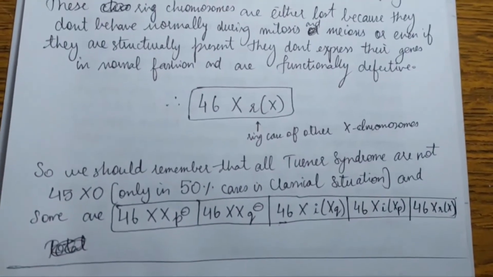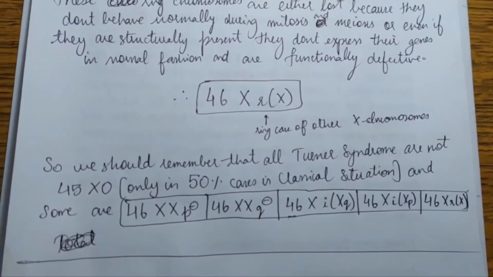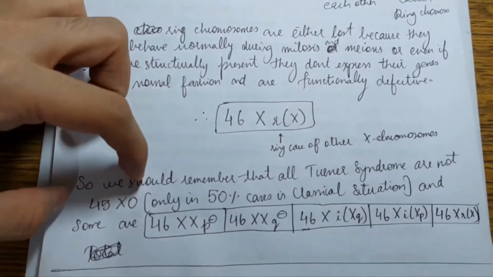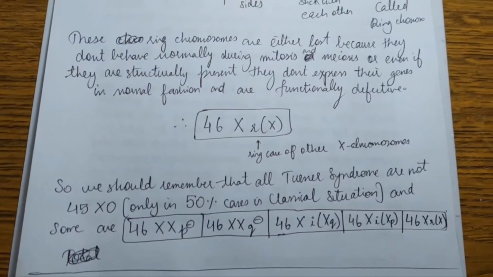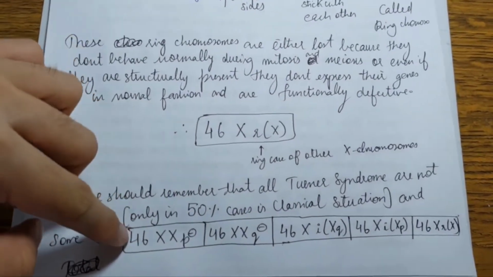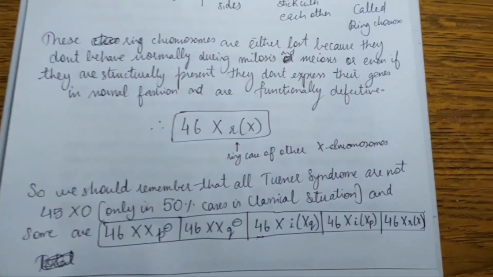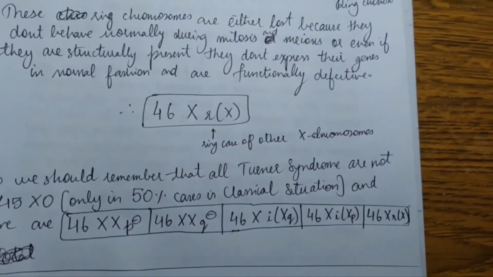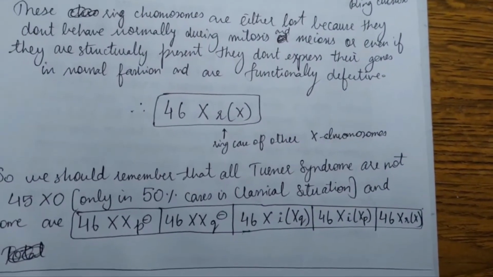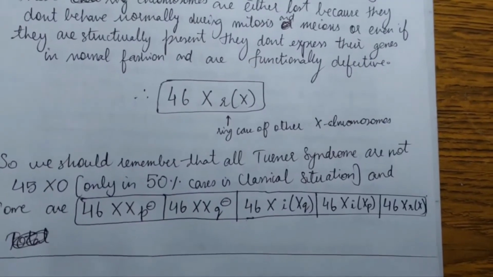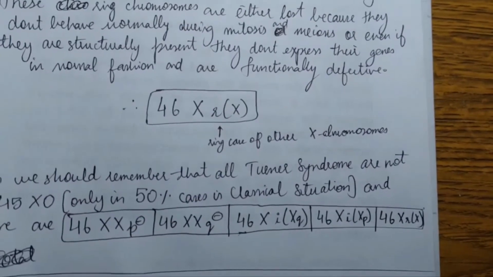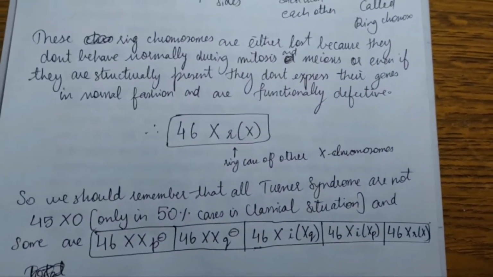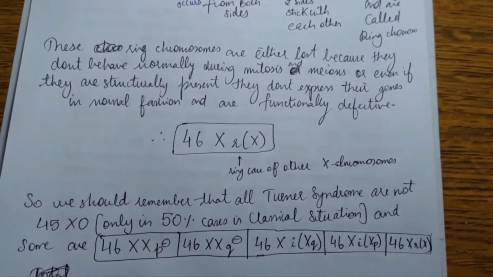So now we should remember that all Turner syndrome patients are not 45,XO. Only 50%, half the cases, are the classical situation of Turner, that is, they have a 45,XO karyotype. The remaining 50% can be 46,XXp-, where the second X doesn't have the P arm, 46,XXq-, where the second X chromosome doesn't have the Q arm, 46,XiXq, that means an isochromosome of XQ, or isochromosome of XP, that is 46,XiXp, and the last one is 46,XrX, where the second X chromosome is a ring chromosome.